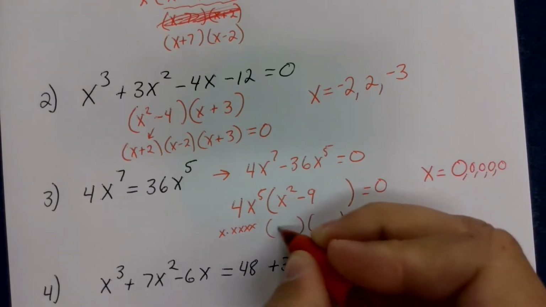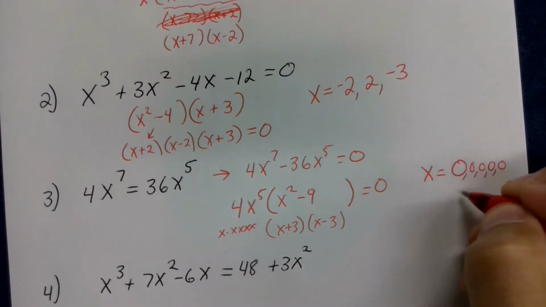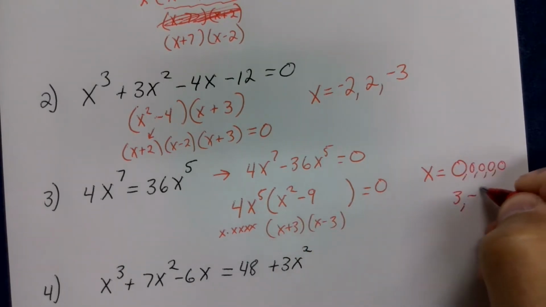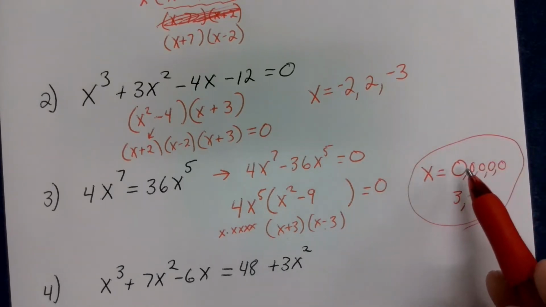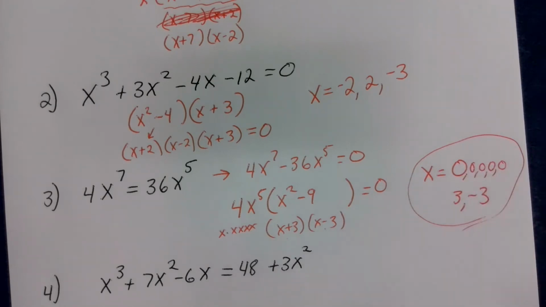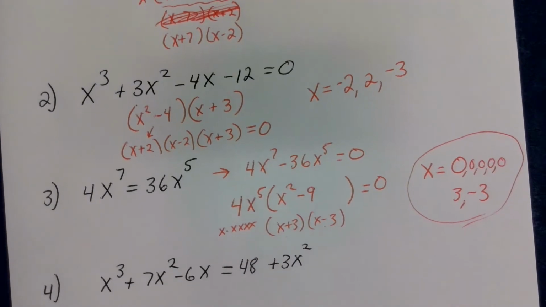This left over is x plus 3 and x minus 3, because that's a difference of squares, which means 3 and negative 3 are my two other solutions. Again, the 3 from this one, negative 3 from that one. And you can see now that I actually do have 7 solutions. A 0 5 different times, a 3, and a negative 3. And I have to have 7 of them because it's a degree 7 polynomial.